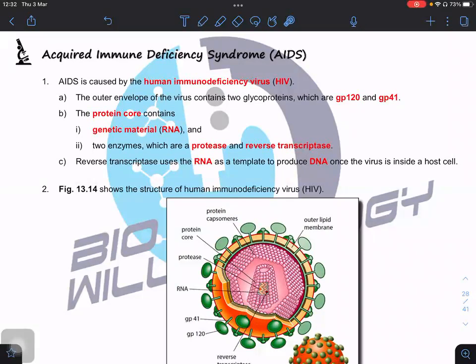HIV we normally link with the first chapter, when we talk about the virus. In detail, look at the outer envelope of the virus, which contains two glycoproteins, GP120 and GP41. The protein core contains the genetic material and the enzymes protease and reverse transcriptase. Reverse transcriptase uses RNA as a template, and we have told you about this before, to produce DNA once the virus is inside the host cell.